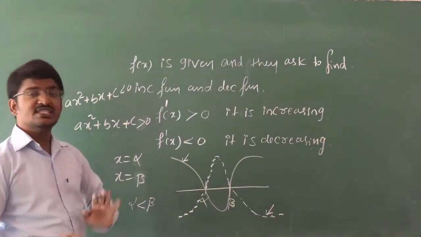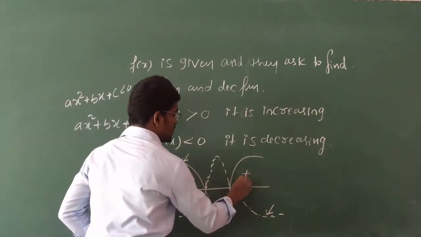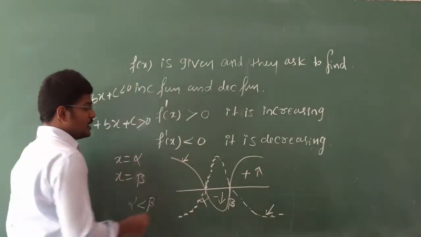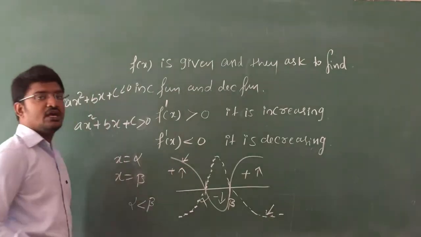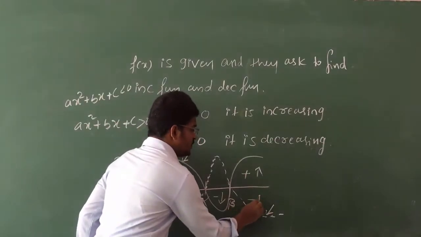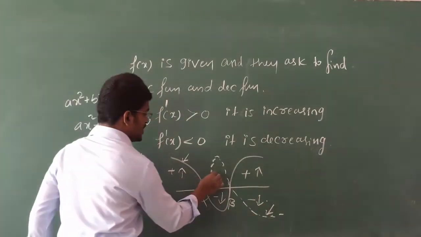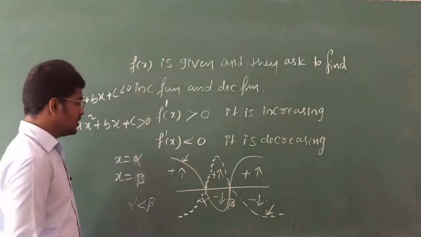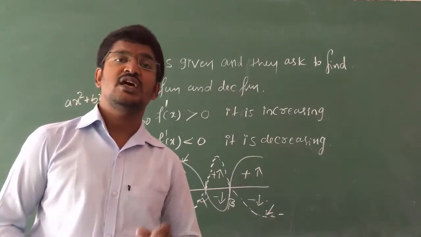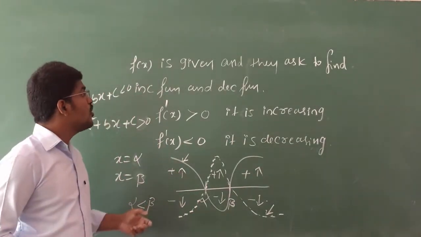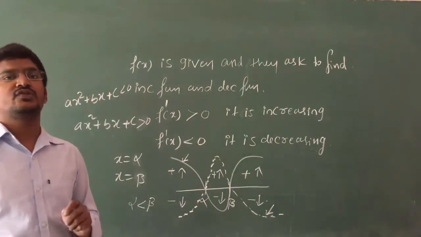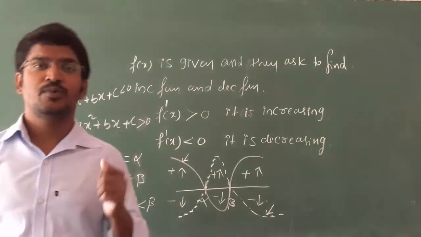So if you take this type of graph, here it is positive, it will be increasing. Here it is negative, it will be decreasing. Here it will be positive, it will be increasing. If you come to the dotted line, here it is negative, decreasing. Here it is positive, increasing. Here it is negative, it will be decreasing. This method you have to follow to solve increasing and decreasing functions. Clear, students? So now let us go for the problems.